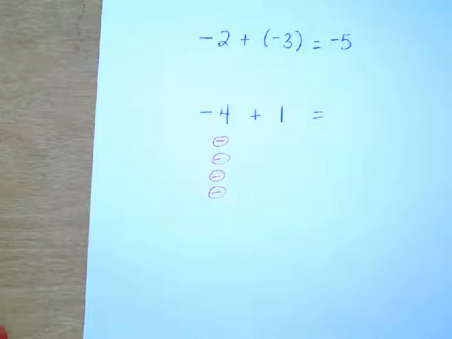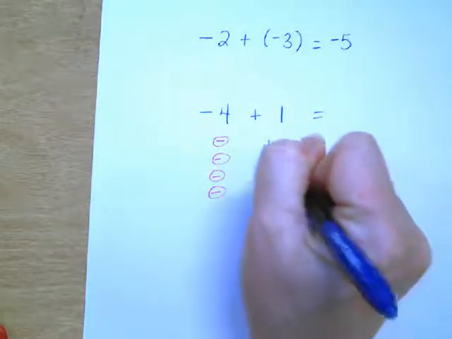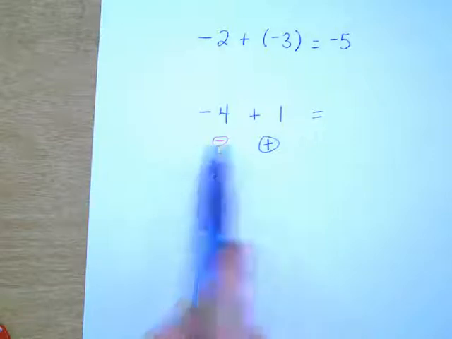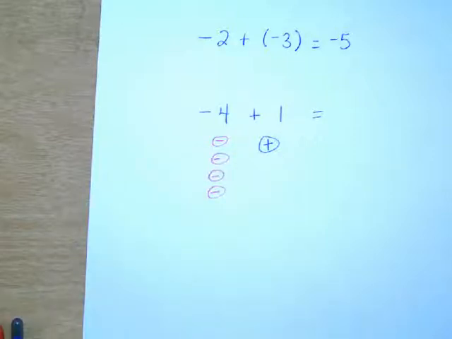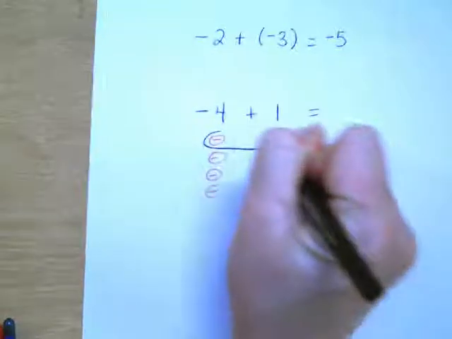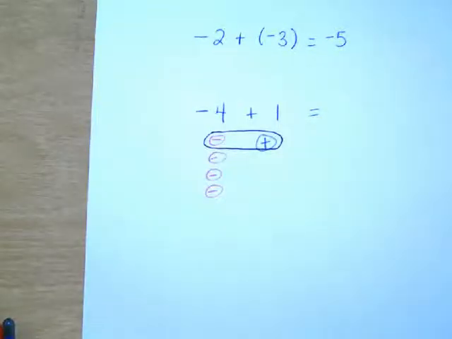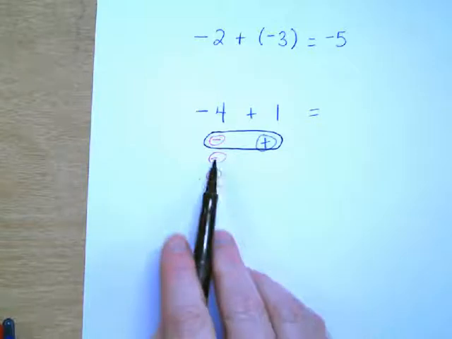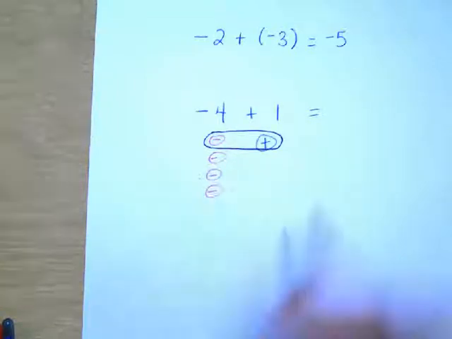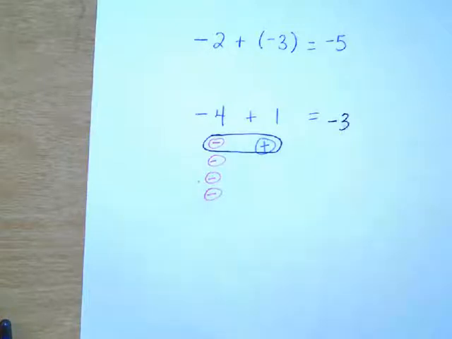And for the positive 1, I can put a plus to have those as well, and just one of them to represent 1. Well, this is a positive and negative, so they do represent opposites. So I can create a 0 pair by pairing these up, and that would be equal to 0. And what I have left are 1, 2, 3 negative ones, so my answer would be negative 3.